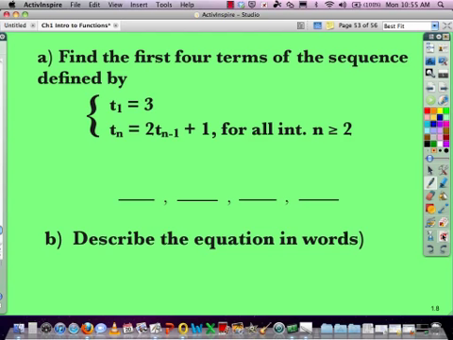And now, let's see how you did. Did you say the first term in the sequence is 3? All other terms in the sequence are equal to 2 times the previous term plus 1. If so, you did a good job. If not, we're going to keep working on it anyway. We will get better.